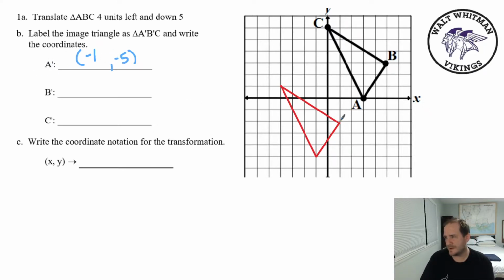We can see the B is right here. It's at (1, -2). And C prime would have gone here. It's at (-4, 1).